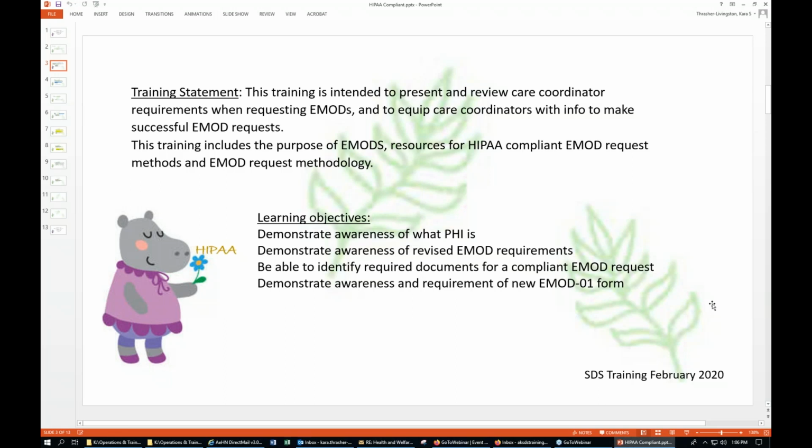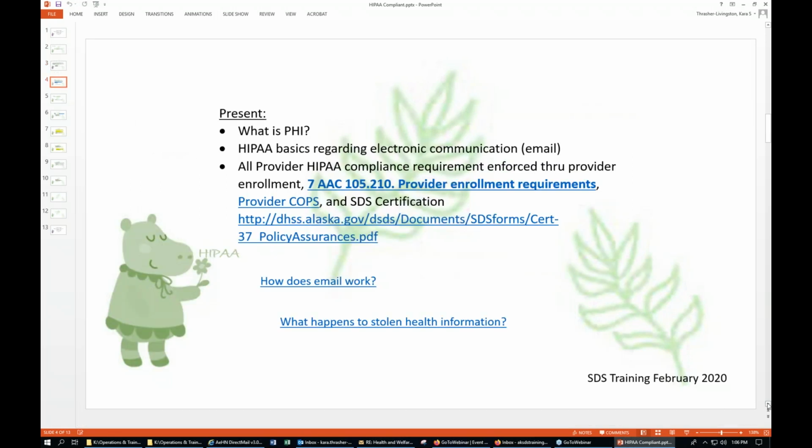By the end of our training, you should know what PHI is, and at least have the ability to answer a few questions about what is likely PHI, protected health information. You will have awareness of revised requirements for EMODs. You will be able to identify documents for a compliant EMOD request, or resources to make sure that you do have documents that are compliant, and demonstrate an awareness and requirement of our new EMOD 01 form, which is simply a guide to help you make a great EMOD request. And it's new, so we'll talk about that.